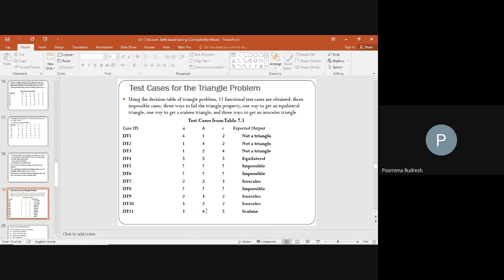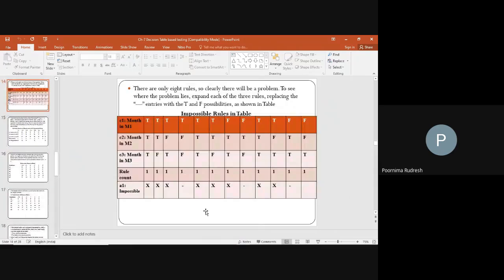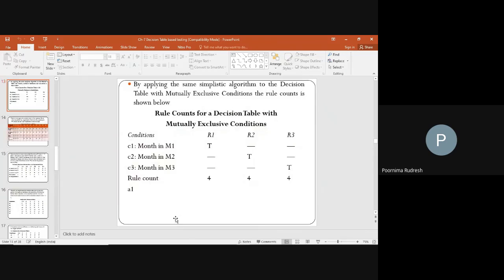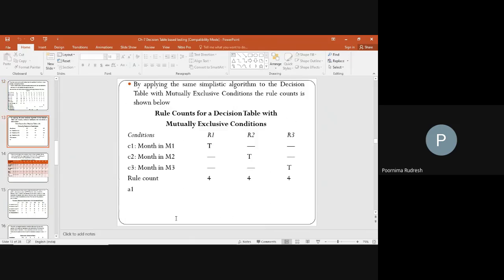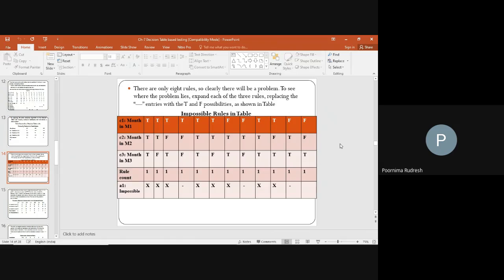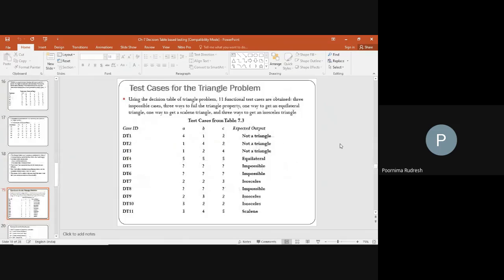Right? And I considered the example of a triangle problem, and we constructed the decision table, which I explained in the last class. Along with that, I also explained the construction of the decision table for the next date function. In the next date function, we are considering the month, year, and the date, right? That also I explained. So we'll consider the test cases for the triangle problem. Today you are going to study the construction of the test cases for the triangle problem. Next we'll move on to the next date function. We'll see these in today's class.